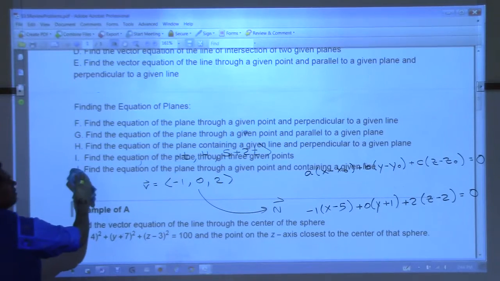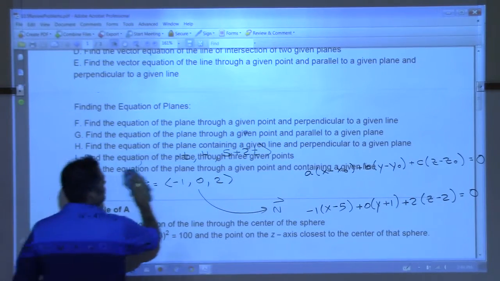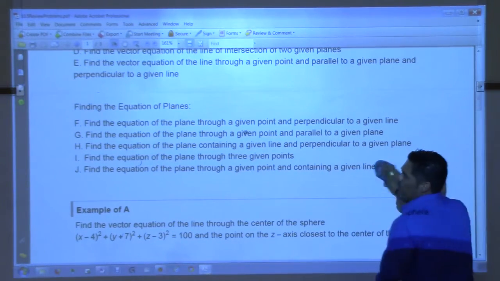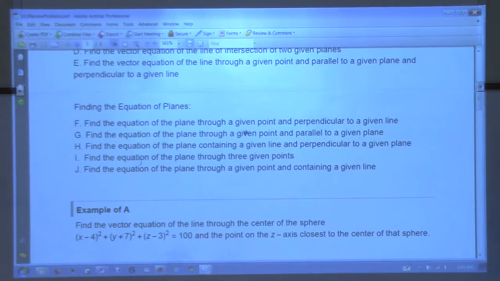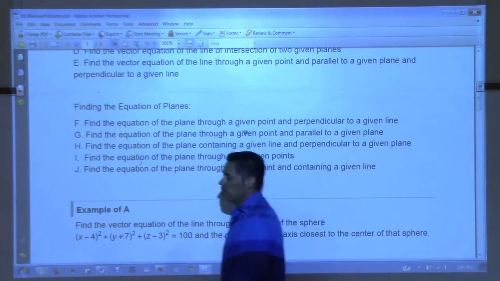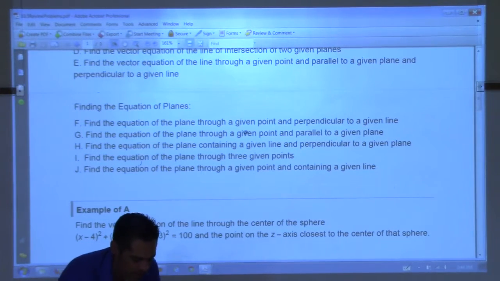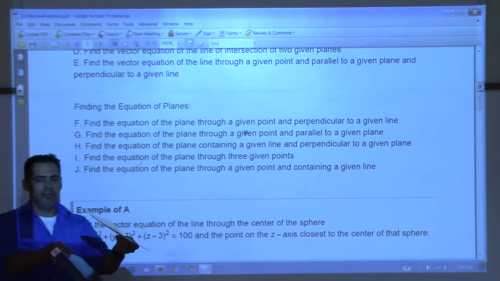Okay, that was G, right? Oh no, that was F. Look at G. Let's look at G here. So find the equation of a plane through a given point. So again, you're given a point, but you have to be parallel to another plane. So this time you have to be parallel to another plane.